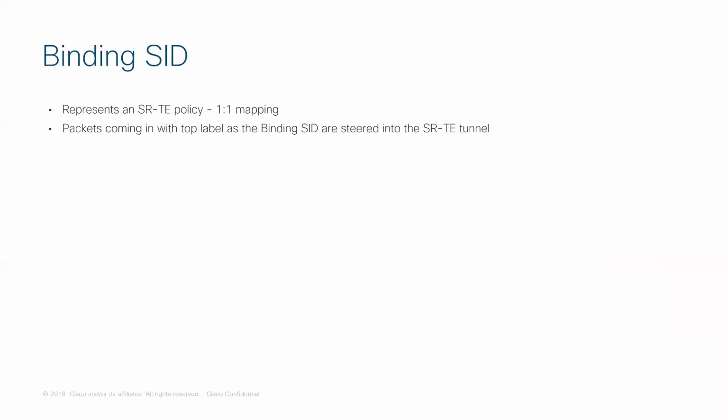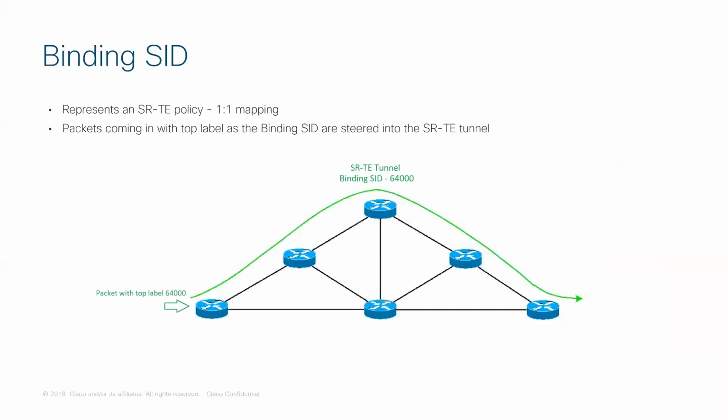Okay, binding SID, as I said, is about pushing traffic into a TE policy. If you have a traffic engineering tunnel built, an SR-TE tunnel, and you want traffic to take it, that traffic needs to come with the top label of the binding SID. For example, in the diagram, the green path is my SR-TE tunnel, and I want incoming traffic to take it. My binding SID for the tunnel is 64,000. That means the traffic needs to come with a top label of 64,000, and then it will take this tunnel and go out.